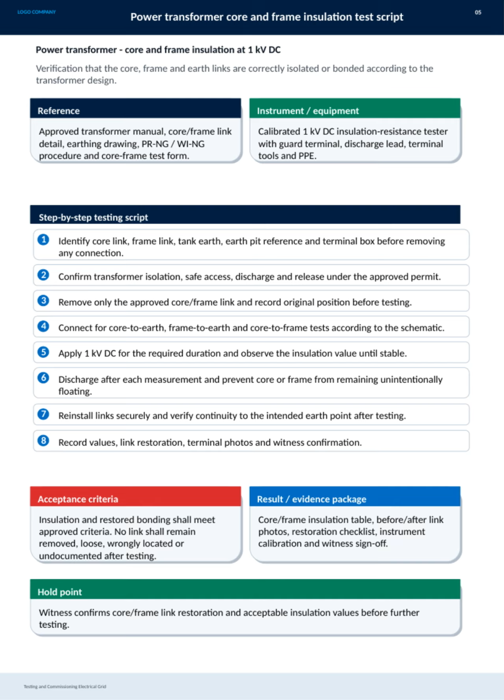All values, link restorations, photos, and witness confirmations are recorded. The acceptance criteria emphasize that no link should remain removed, loose, or misplaced after testing. Finally, the result package includes insulation tables, photos before and after link removal, checklists, instrument calibration, and witness sign-off. A hold point requires witness confirmation of both link restoration and acceptable insulation values before proceeding further. This ensures safety and compliance at every step.